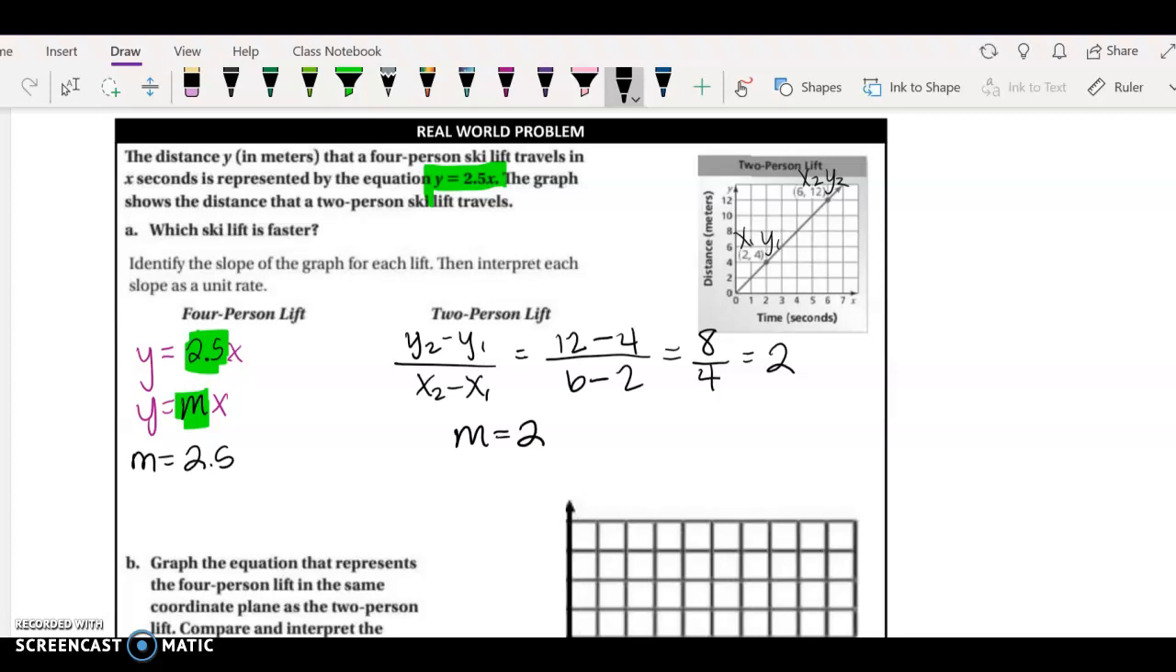So which one is faster? It says which is faster. Our 2.5 is faster because that means it's a steeper slope. So our faster one is our larger slope.